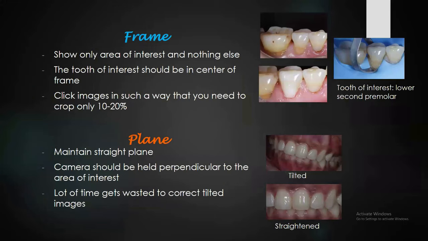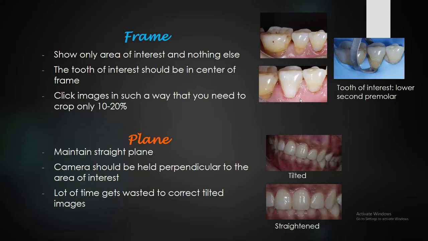The second important aspect is framing of the image. Framing means you just need to show the area of interest and nothing else. Also, the tooth of interest should be in the center. If you see in this preoperative picture, the tooth of interest is the second premolar. The same applies to the intraoperative picture, wherein we can see the center tooth, which is the tooth of interest. Even in the postoperative image, we have the tooth in center.